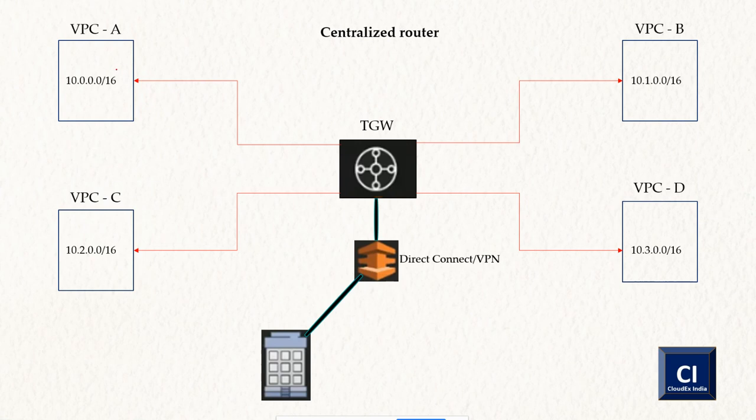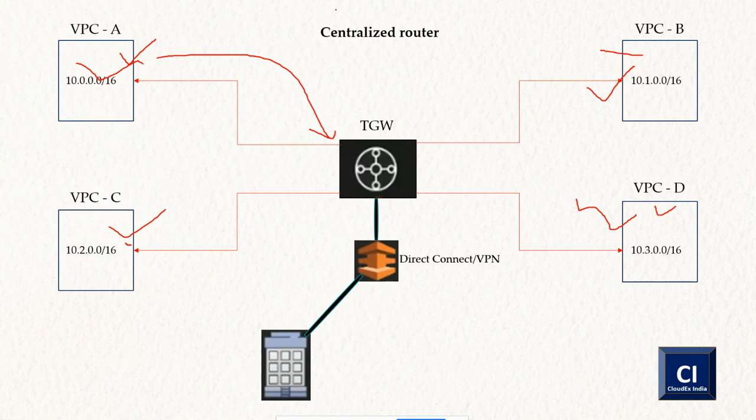What you have to do is create an attachment from VPC A to the transit gateway and VPC B to the transit gateway. And if you have other VPCs like VPC D and C, you just create an attachment with the transit gateway. Once you're done with the attachment, VPC-A is able to send the request to the transit gateway, and from the transit gateway, it can reach VPC-B, VPC-D, and VPC-C as well.